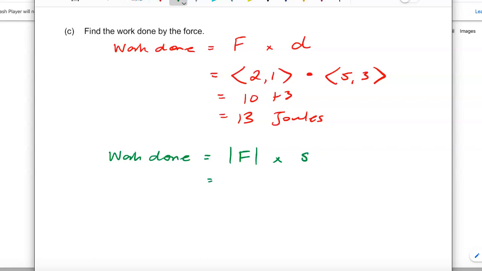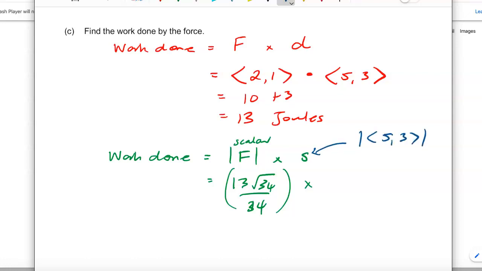Now we know we've got the size, or the scalar projection of the force, which was 13 root 34 on 34, that was its size, and its movement in meters is going to be the magnitude of its movement, its displacement. And we know that that is the square root of 34, so we can multiply that there. And when we do that, we again find that we have a solution of 13 joules.